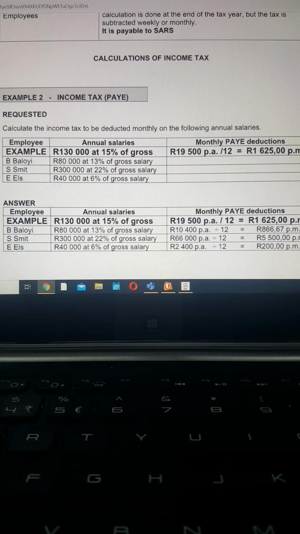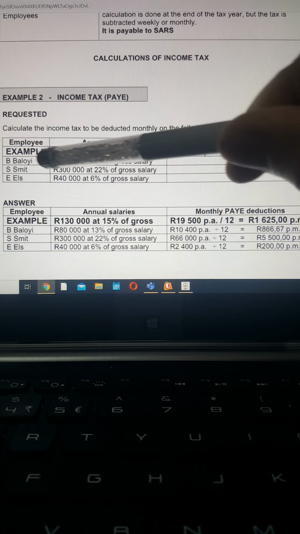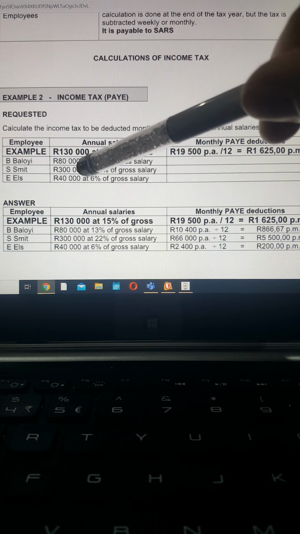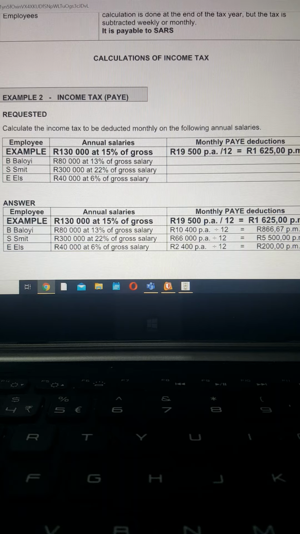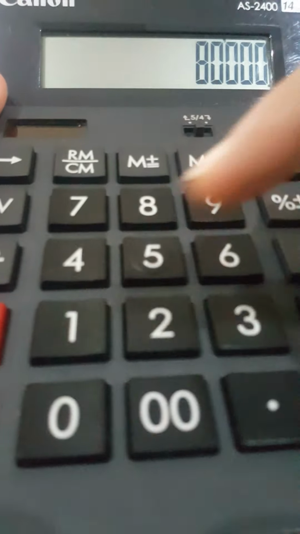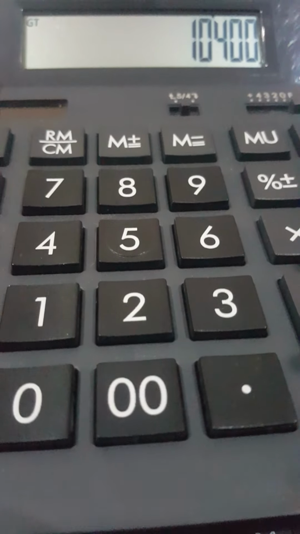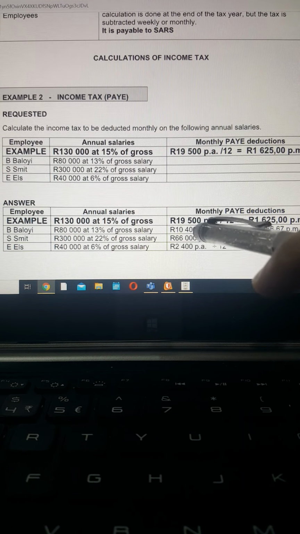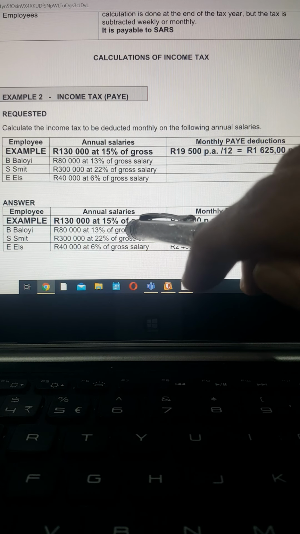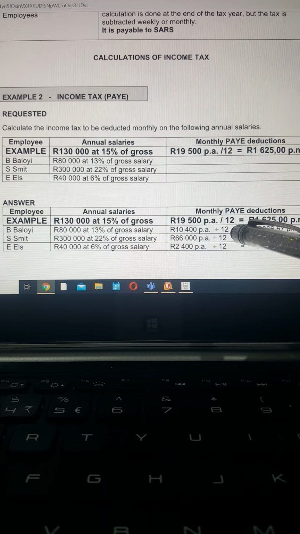Okay, so let's look at the next one. The next one says that this guy is earning 80,000 Rand and he has to pay tax at 13% of his gross salary. So if I look at that again on my calculator, I've got 80,000 Rand, right? And he must pay at 13%. So how much do I get? 10,400 Rand. So can you see the answer there? 10,400. Now remember, that is the amount for the entire year. So we're dividing it by 12, and then you're getting 866.67 for his monthly PAYE deduction.